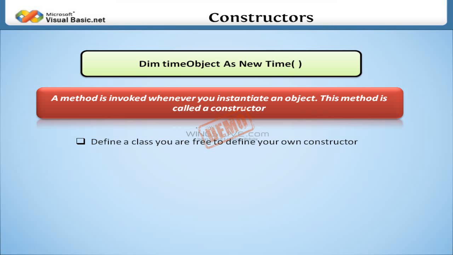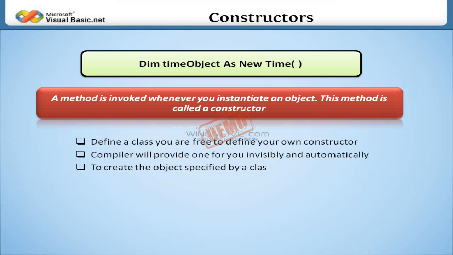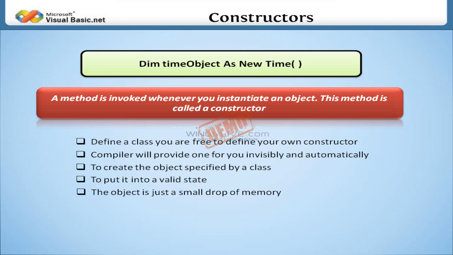But if you don't, the compiler will provide one for you, invisibly and automatically. The job of a constructor is to create the object specified by a class and to put it into a valid state. Before the constructor runs, the object is just a small drop of memory. After the constructor completes, the memory holds a valid instance of the class.